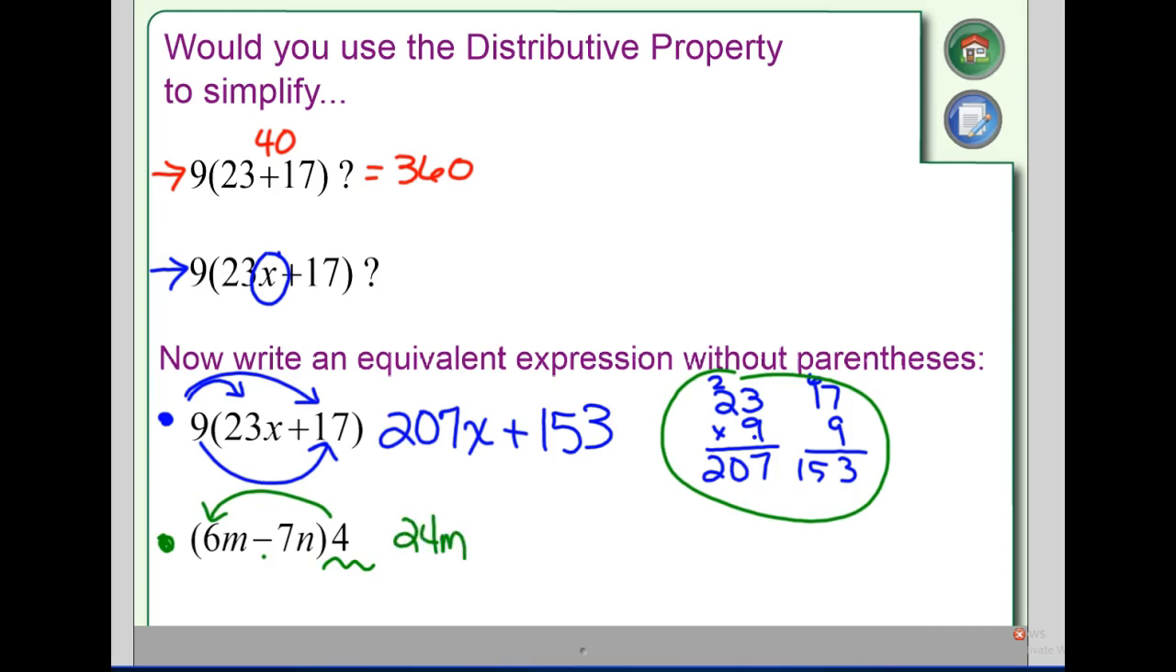What sign's in the middle? Minus, so I need a minus sign in mine. And now 4 times 7n, which is what? 28n. Now, question for you. Can I put those together? Good job. Remember, I can only put them together if they have the exact same variable. One is an m and one is an n, so it's a done deal. I am finished. I can't do anything else. Great job.